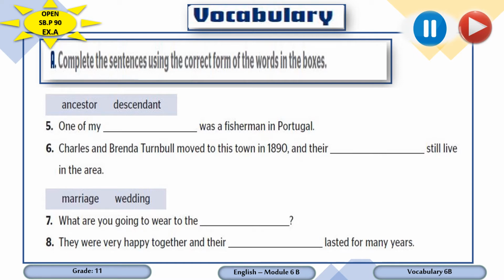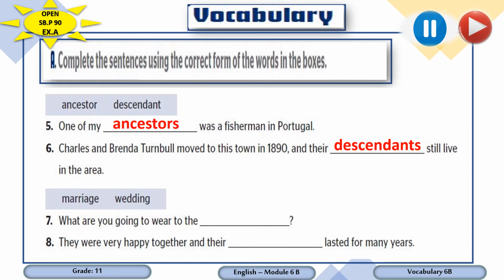Number 5. One of my ancestors was a fisherman in Portugal. Excellent. The word ancestor means a person that is a relative and lived in the past. Number 6. Charles and Brenda moved to this town in 1890 and their descendants still live in the area. Excellent. The word descendant means a person who is related by birth to someone who lived long ago.